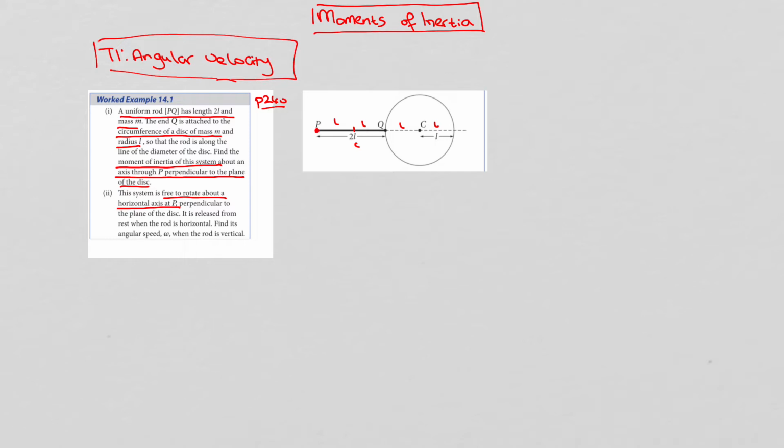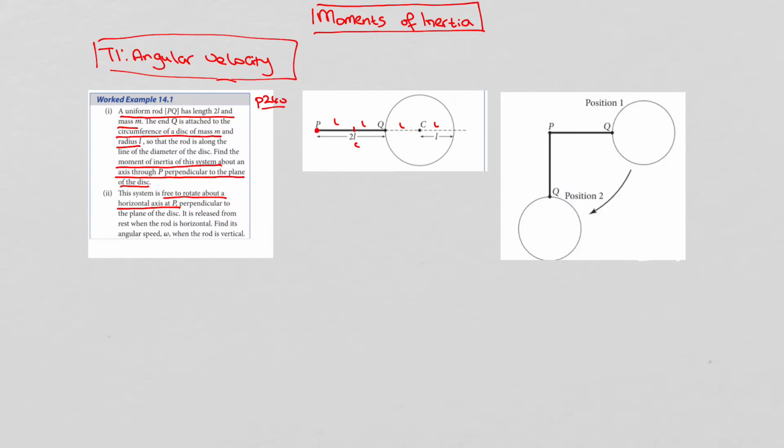In other words, if it's released from rest when the rod is horizontal, it will then rotate to the point where the rod is vertical. We can see here it'll move from position 1 to position 2, so the rod is going from horizontal to vertical. And then we want to find the angular speed when the rod is vertical, because obviously if it goes from position 1 to 2, you would expect it to continue past position 2 and then possibly fall back down, or if it had enough momentum, it would continue to rotate in a circle. So all we're doing is finding the angular velocity as it passes through position 2.